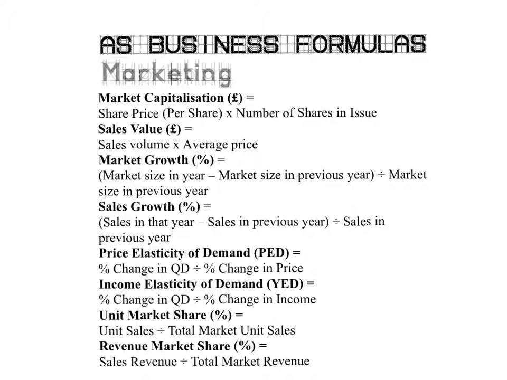For price elasticity of demand, it's the percentage change in quantity demanded divided by the percentage change in price. Just remember, percentage change is the difference in your quantity demanded divided by the original, and the difference in your price divided by the original. Remember that quantity demanded always goes on top, because sometimes students get these mixed up.